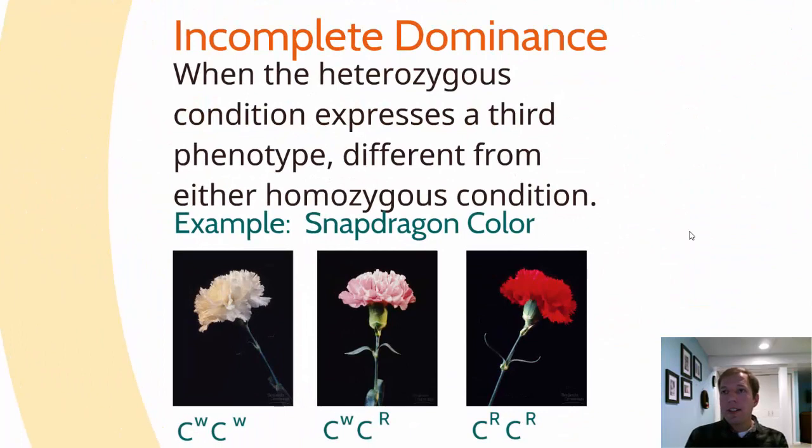So some other types of relationships that we see, one of those is incomplete dominance. And so in this case, if we have a heterozygous condition, it's going to make a new third type of phenotype.